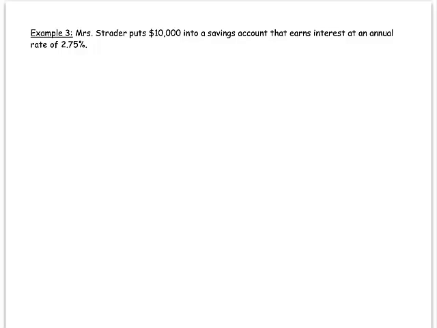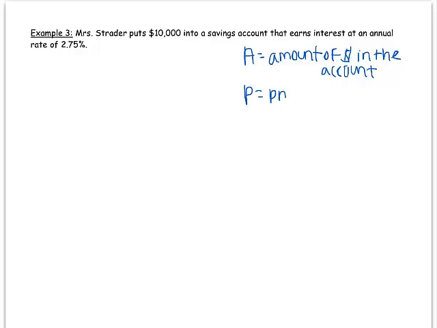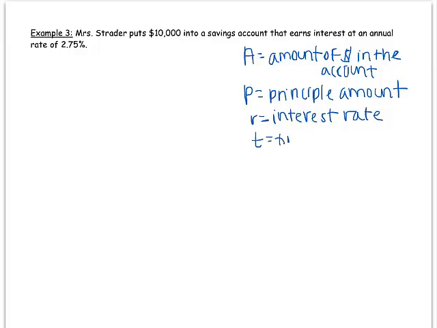So let's start with the fact that we have the money that's going to be in the account. So we're going to call A the amount of money in the account. Of course, we have to start with something. So in this case, P, which we call our principal amount, is $10,000. So that's what you originally put into the bank. We have R, which is our interest rate. So what the bank's going to give us. We have T, which is the time in years, right?